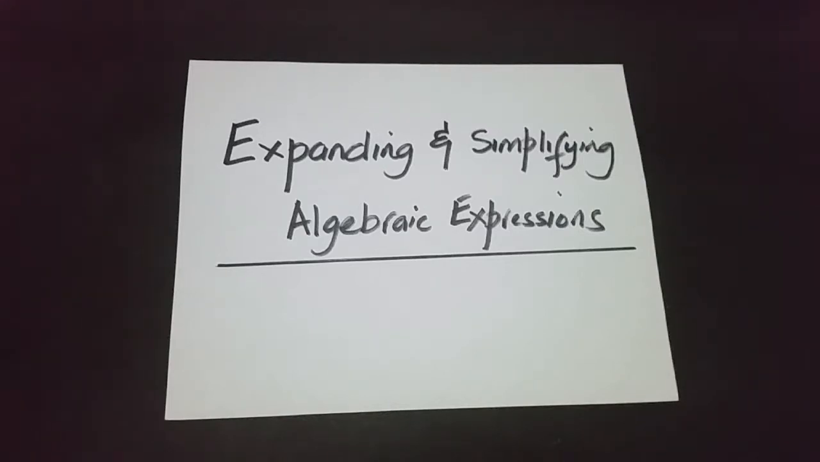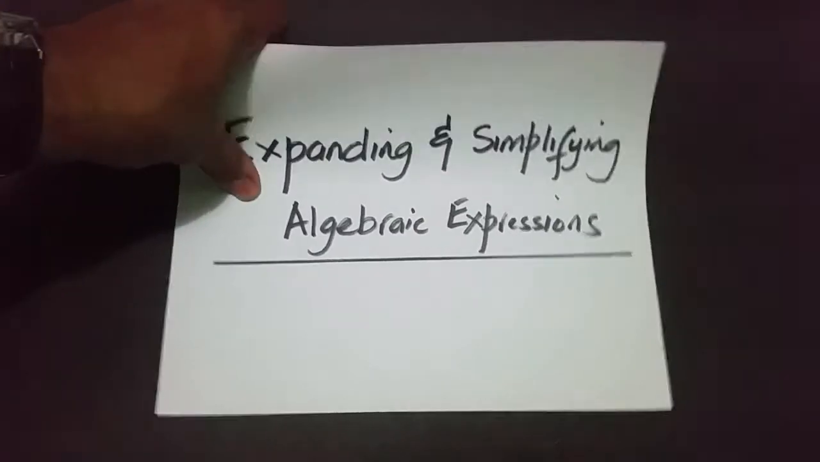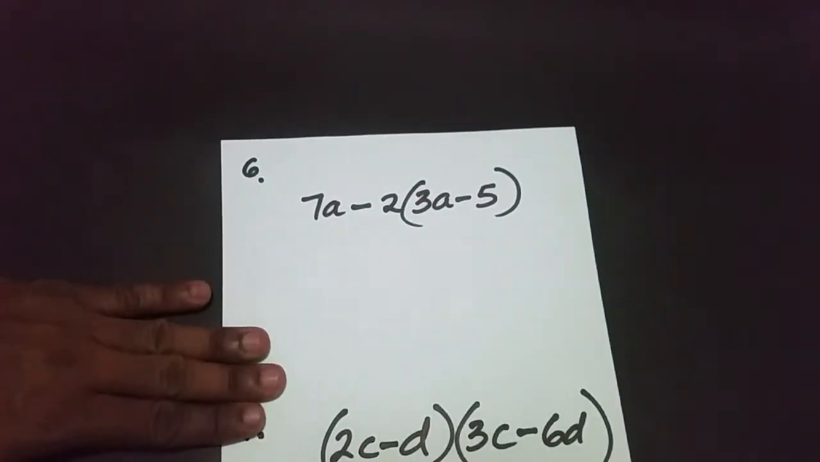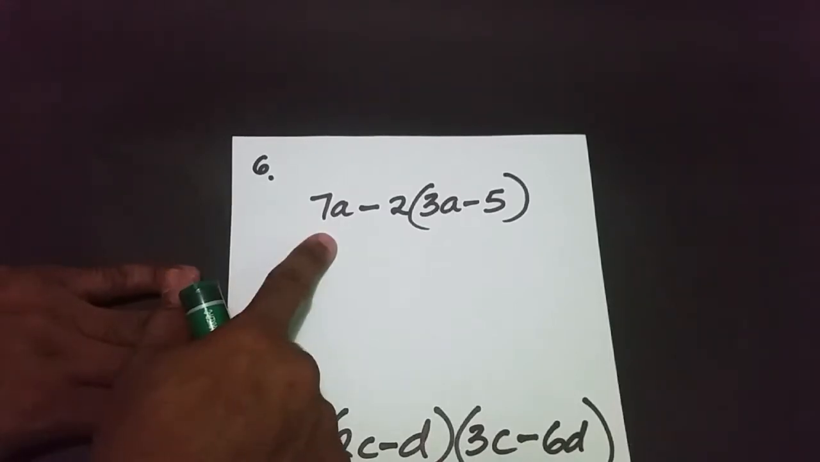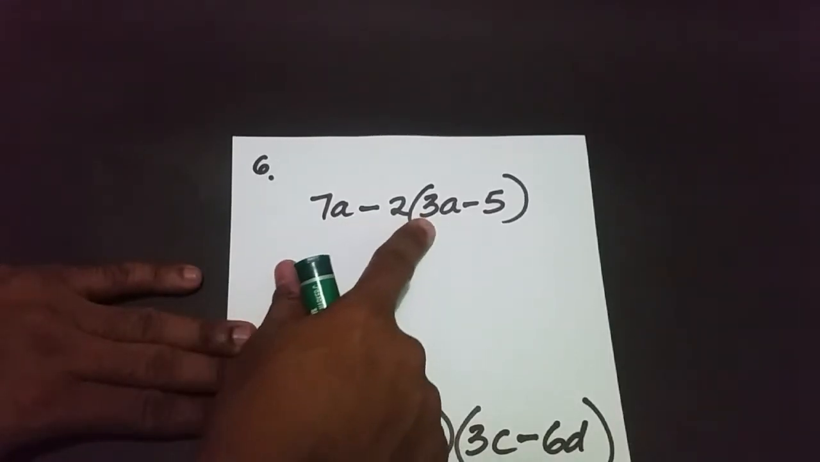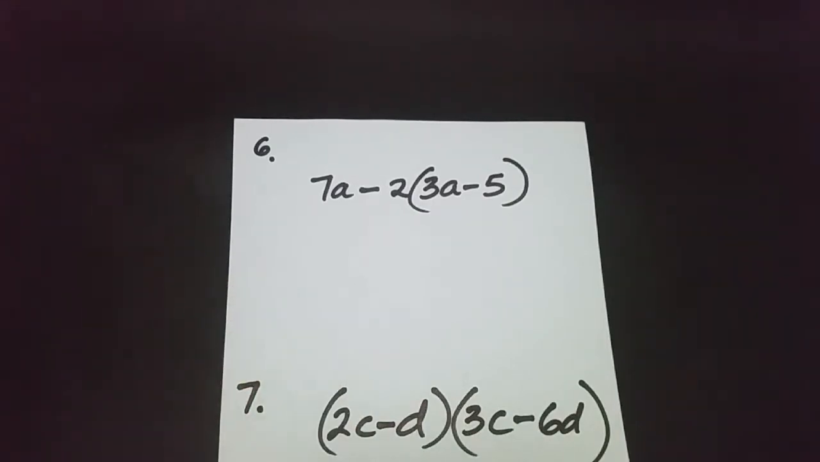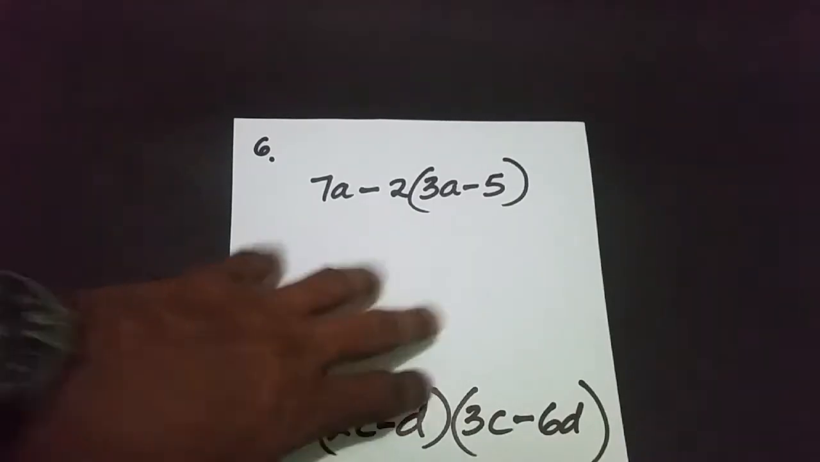Alright guys, welcome back, and we're continuing looking at expanding and simplifying algebraic expressions. So we're going to get right into it by looking at a couple more examples. The first two questions are these questions here. This says 7a minus 2 open bracket 3a minus 5, and we're going to expand that, and then afterwards we're going to attempt to simplify.